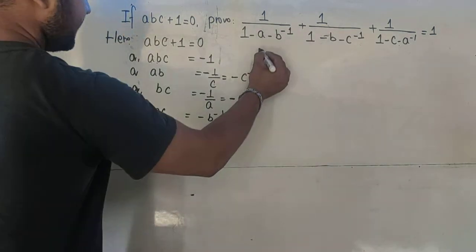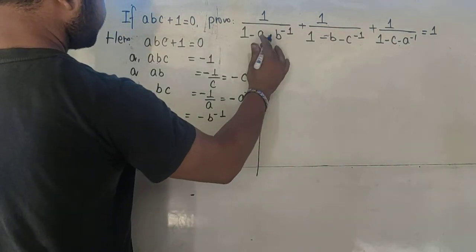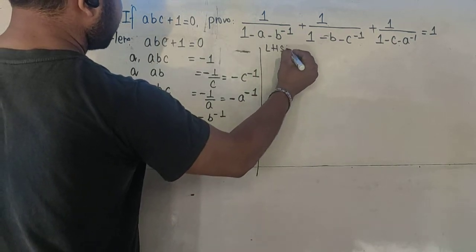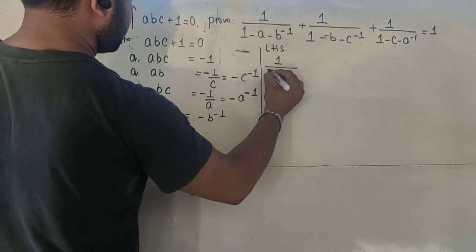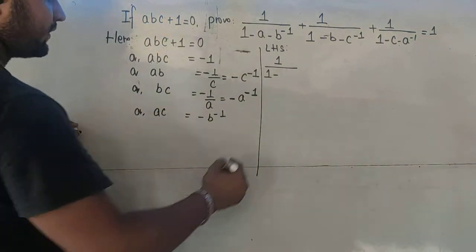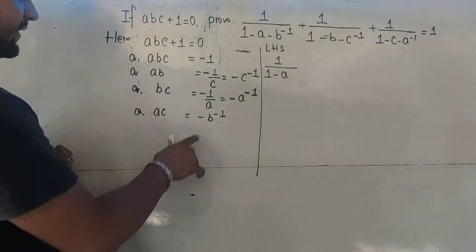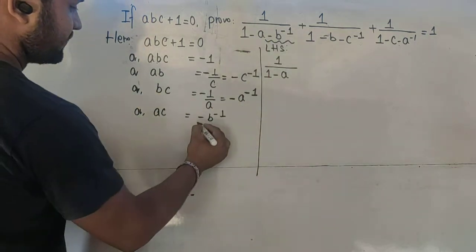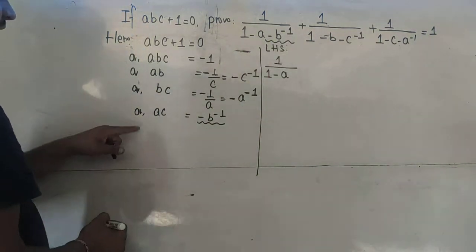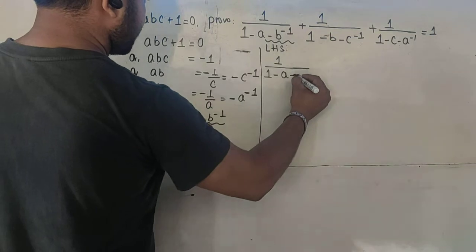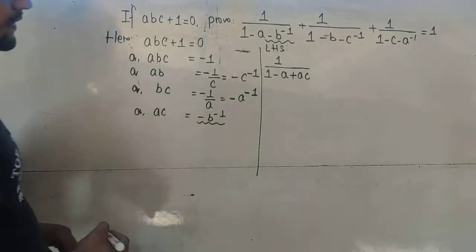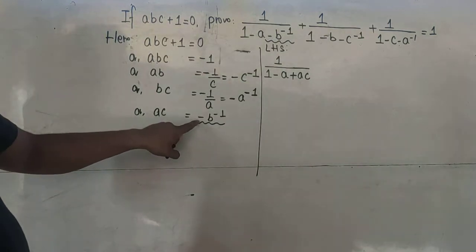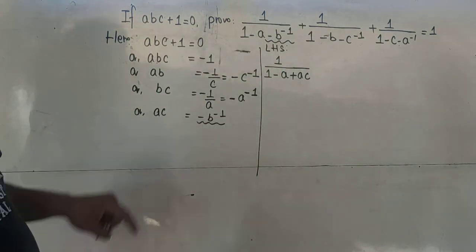Now, I can start my problem with the left hand side. Here I go with the left hand side. This is the LHS. I have 1 minus a. I can see that minus b inverse here is also minus b inverse, here is also minus b inverse. So in place of this minus b inverse, I can write here plus ac. Remember, what did I do here? Here is minus b inverse, so in place of this minus b inverse, I wrote here plus ac.